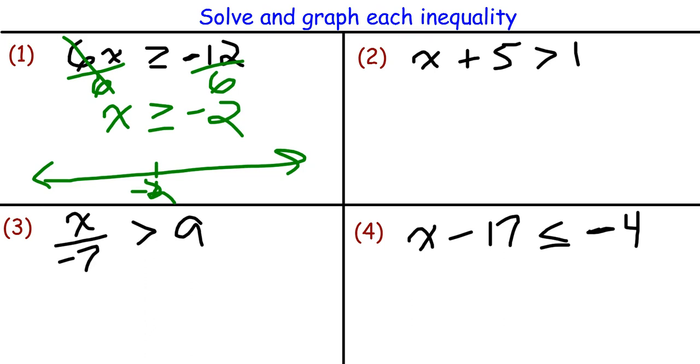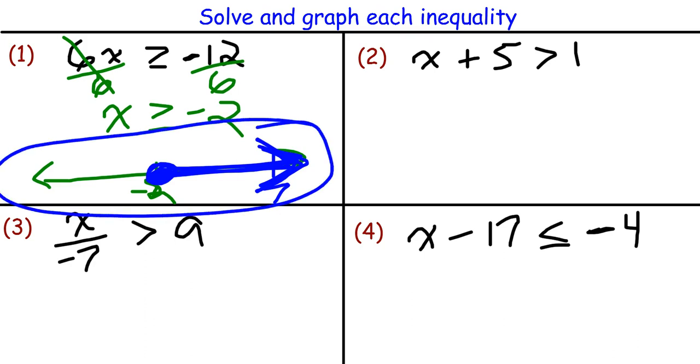Let's start with the circle. It's greater than or equal to, so it's a closed circle, and the greater side of the number line is the side on the right. For example, 7 is greater than negative 2, so the arrow is going to cover all the things that are greater than negative 2. And so that is a closed circle, arrow to the right.